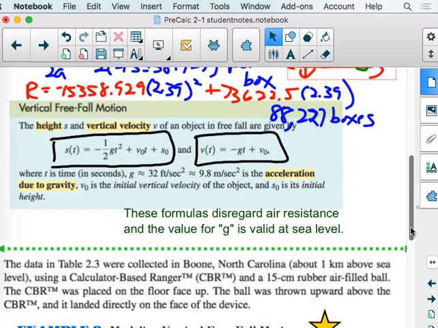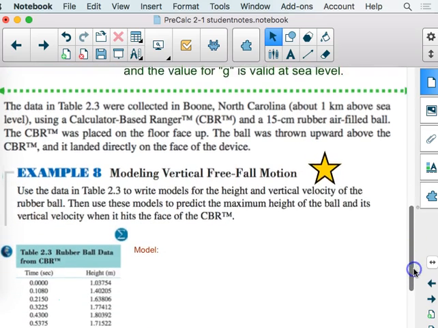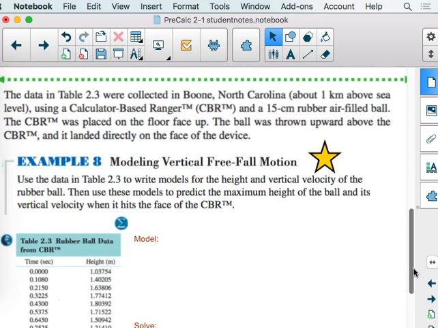So this says these formulas disregard air resistance, and the value for g is valid at sea level. So we might be a little surprised when our g doesn't come out to be exactly what we see up there, and that's because it's the gravity due to acceleration. So down here, it says the data in table 2.3 were collected in Boone, North Carolina, about 1 kilometer above sea level, using a calculator-based Ranger, CBR, and a 15-centimeter rubber air-filled ball.